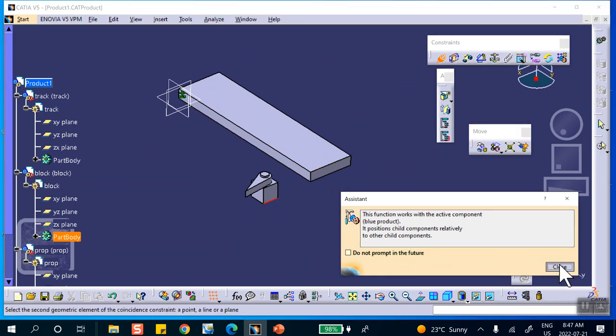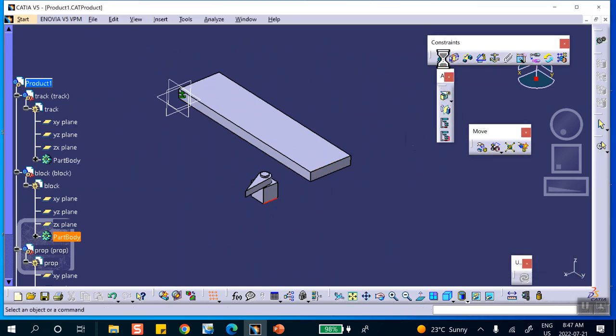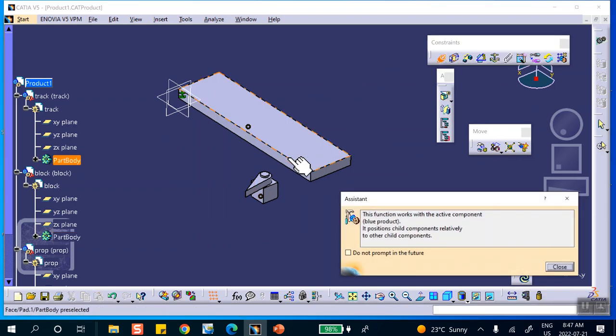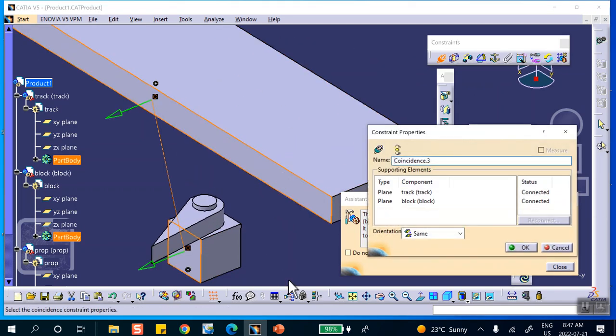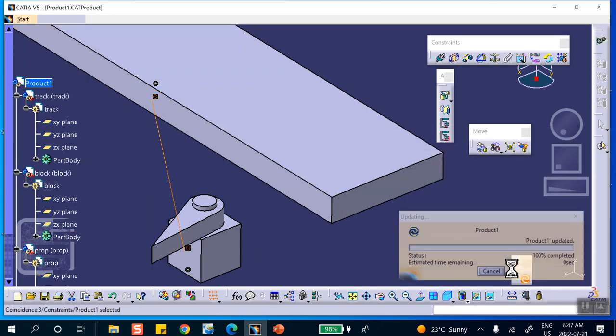Anchor the track, and coincidence between this edge. Actually, let me do it like that. Coincidence between this edge and that edge, because I'm lazy. Otherwise, I have to delete that constraint. These two edges, and coincidence between, for example, this face and that face, or the bottom faces. Doesn't matter. It's going to give you a prismatic joint anyways. Either way. Let's see if it looks good. Yep.